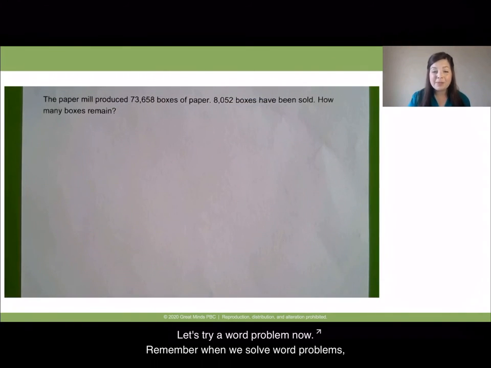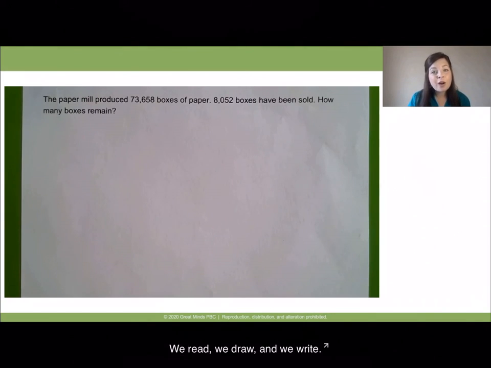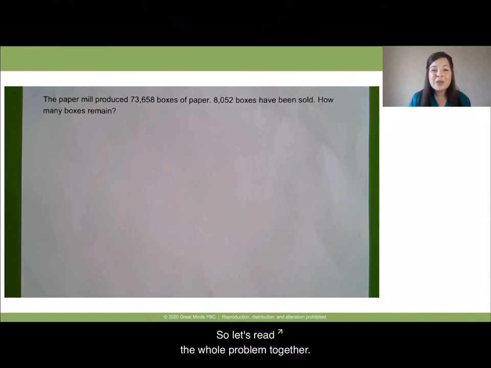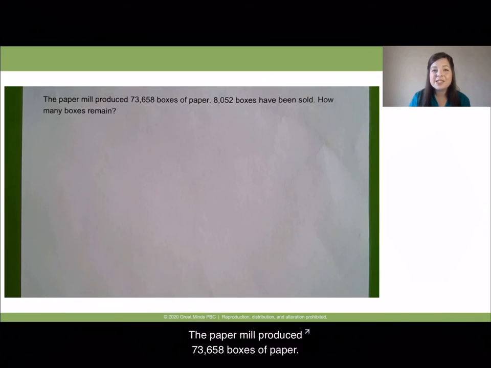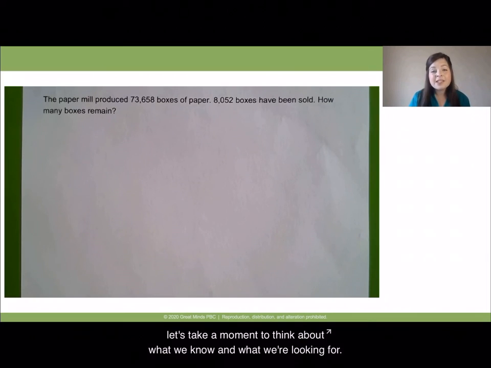Let's try a word problem now. Remember, when we solve word problems, we use the RDW process to help us make sense of them. We read, we draw, and we write. So let's read the whole problem together. Ready? Read. The paper mill produced 73,658 boxes of paper. 8,052 boxes have been sold. How many boxes remain?